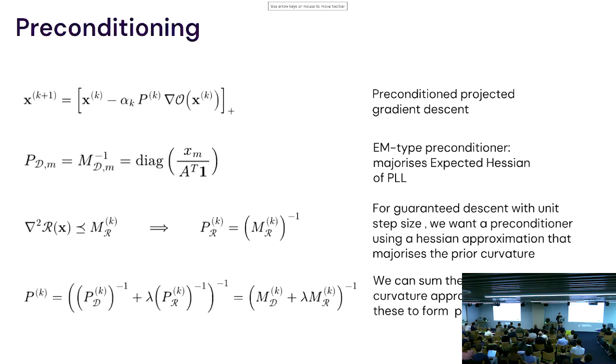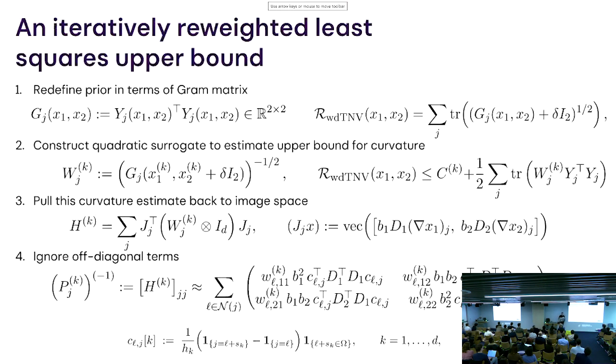So for the data part of our objective function, we have quite a nice preconditioner that we use with typical EM-type reconstructions, which basically majorizes the expected Hessian of the Poisson log likelihood function. And the difficulty comes in trying to find a decent preconditioner for the prior part of our objective function. And so for guaranteed descent with the unit step size, what you would want would be a Hessian approximation that majorizes your prior curvature. And then you can sum these majorizing curvature approximations and use these to form a preconditioner. We approximately majorize our prior curvature.